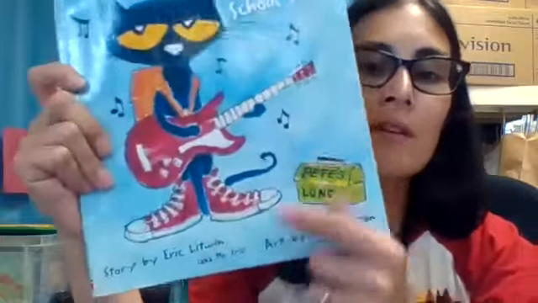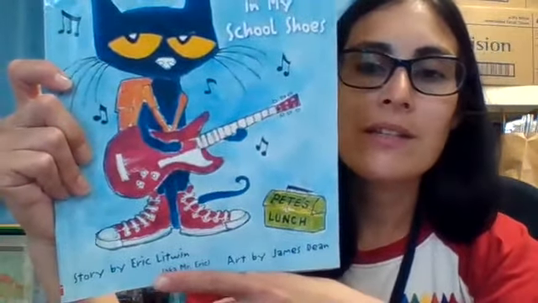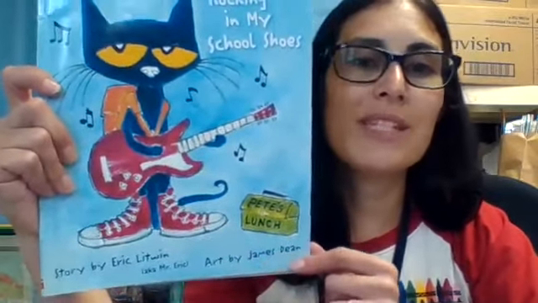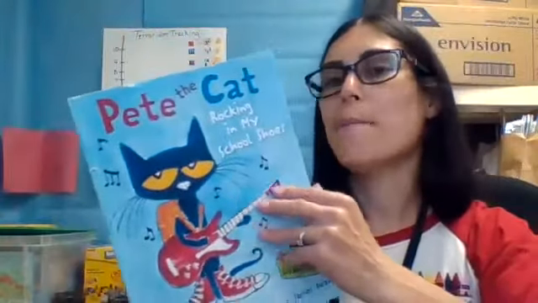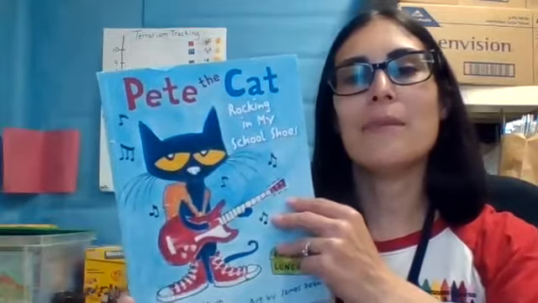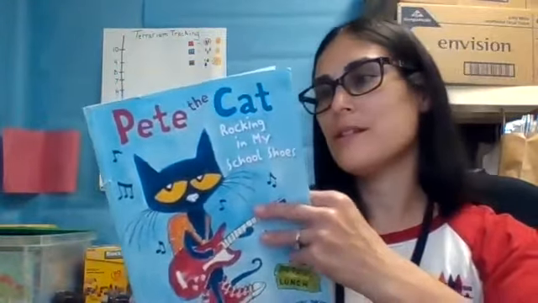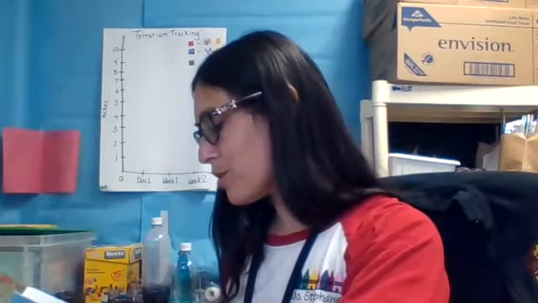The author who writes the words is Eric Litwin. And the illustrator who draws the pictures is James Dean. Pete the Cat: Rocking in My School Shoes is the title of our book. Let's see what Pete the Cat does in his school shoes.